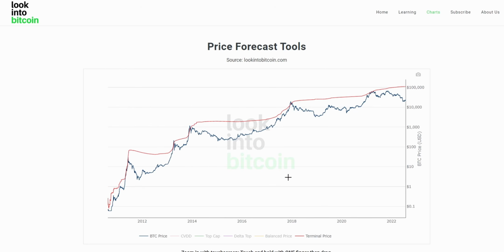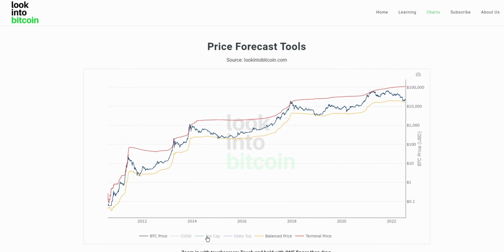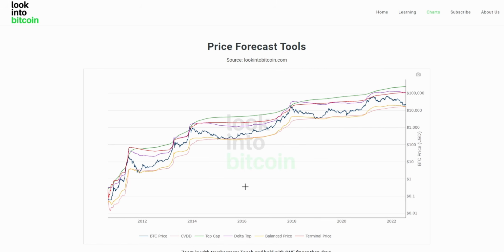So now we've gone over each of them individually, we can add them all back together, and you understand the calculations and the logic behind all of them. We can see the top three lines we have here, the terminal price, the delta top, and the top cap, in unison all provide great profit-taking targets for strategic investors. And the same for the downside: looking at the CVDD, the cumulative value days destroyed, and the balance price, we can also see great areas for accumulating Bitcoin as price bottoms out.